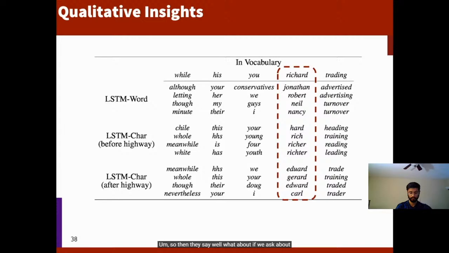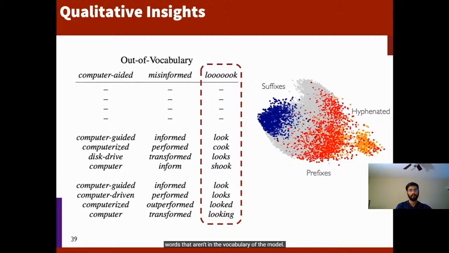So then they say, well, what about if we ask about words that aren't in the vocabulary of the model? Well, if they're not in the vocabulary of the model, the word level model can't do anything, and that's why you get those dashes there. And what they're wanting to show is that the character level model still works pretty well.